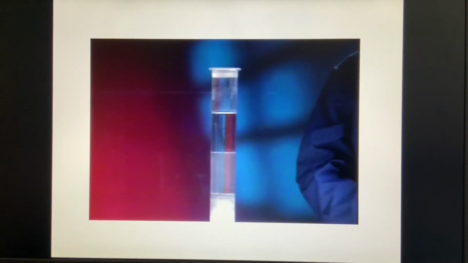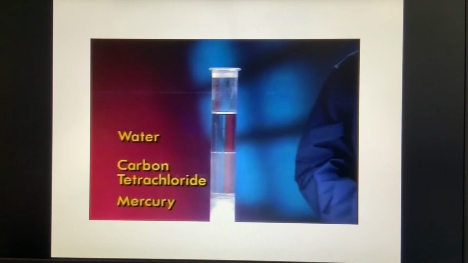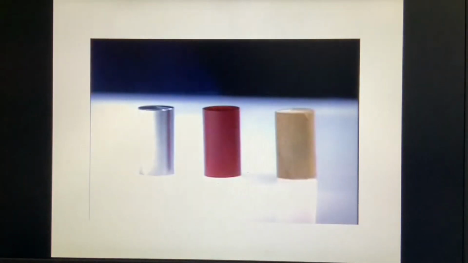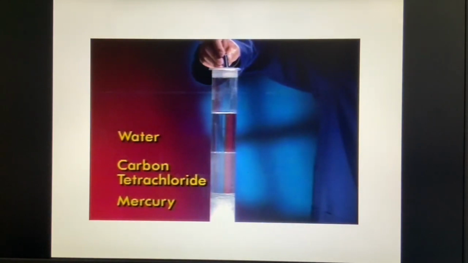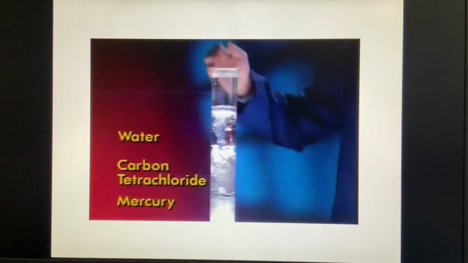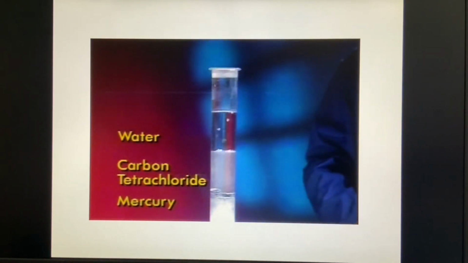This column contains 3 liquids with different densities. In order from the bottom, they are mercury, carbon tetrachloride, and water. We'll drop 3 objects made of different materials into the liquids to see where each object floats. Here is a piece of iron. It sinks through the first 2 layers and floats on the mercury.